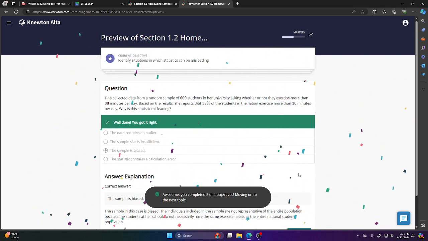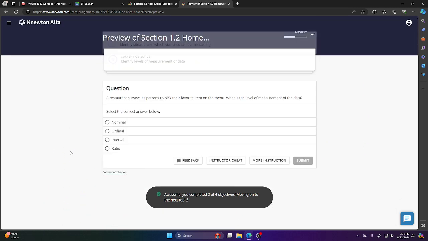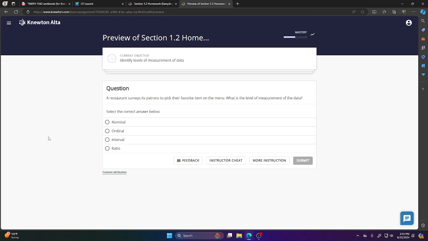Confetti! Woohoo! I know. Feels so good. Okay. This is some fun stuff here.